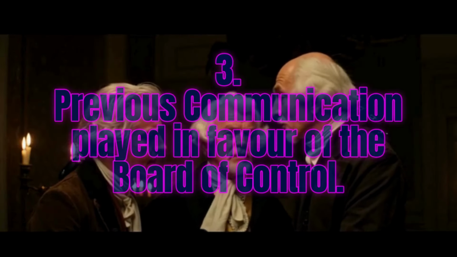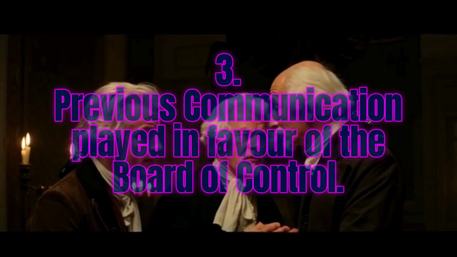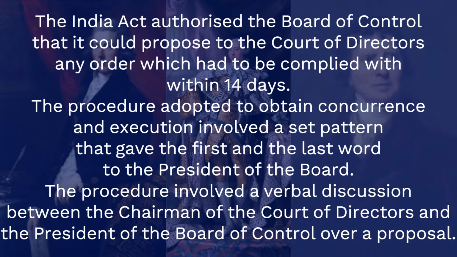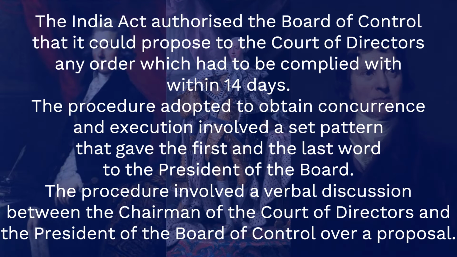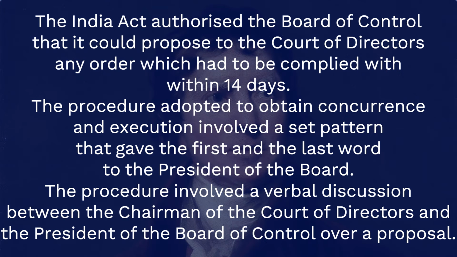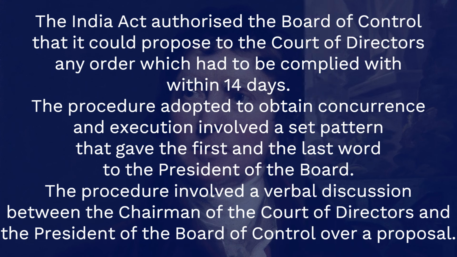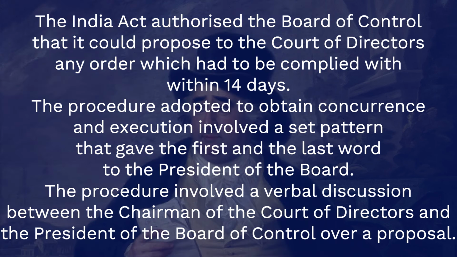3. Previous communication played in favor of the Board of Control. The India Act authorized the Board of Control that it could propose to the Court of Directors any order which had to be complied with within 14 days. The procedure adopted to obtain concurrence and execution involved a set pattern that gave the first and the last word to the President of the Board. The procedure involved a verbal discussion between the Chairman of the Court of Directors and the President of the Board of Control over a proposal.